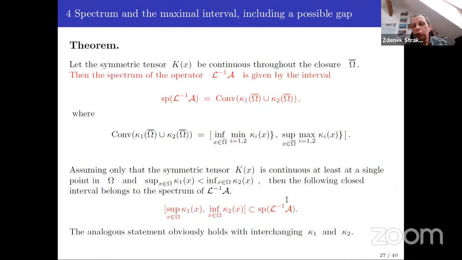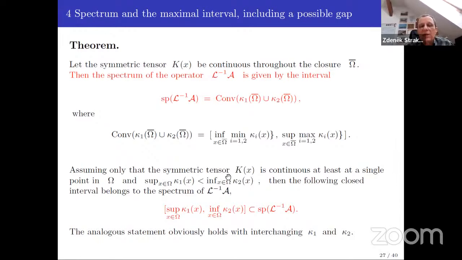Moreover, if you dig into the proof, which is not trivial, really, one of the lemmas in the proof says, assuming only the symmetric tensor is continuous at least at a single point in omega, only at one point in omega, and we have this case that the supremum of kappa 1 is less than the infimum of kappa 2. That means that the images don't overlap. That there is a gap between these images. So if we have this continuity at least at a single point in omega, then this hole between kappa 1 and kappa 2 must be in the spectrum.